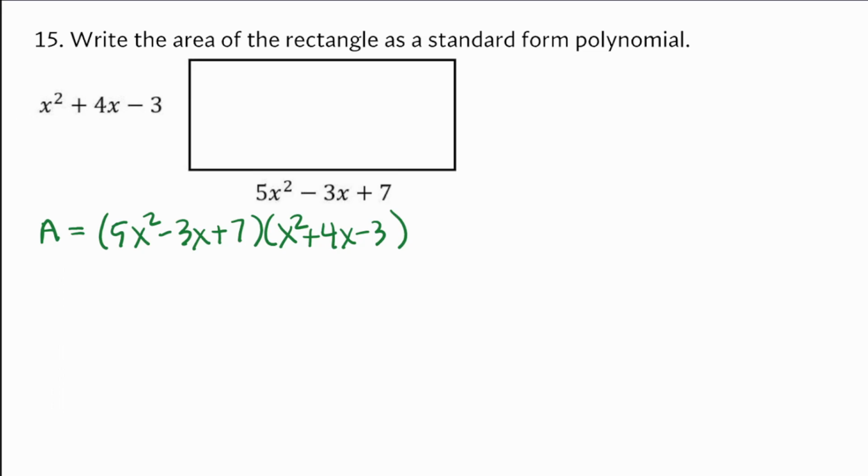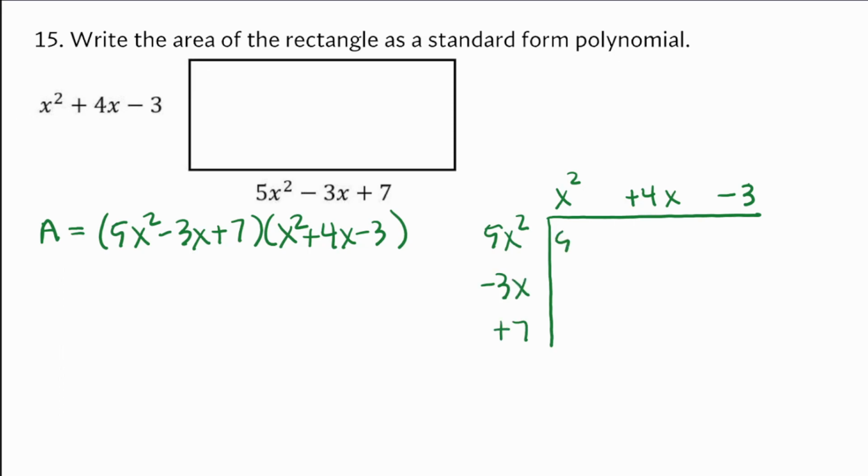But I realized for the test I needed to say standard form polynomial, and that's where we have it completely multiplied out. It's going to be some number of x to the 4th plus some other stuff, not in factored form. So I'm going to set up for the long multiplication: x squared, positive 4x, and negative 3, multiplied by 5x squared, negative 3x, and positive 7. X squared times x squared is not x to the 3, that'll be x to the 4. X squared times x is x to the 3, negative 15x squared.